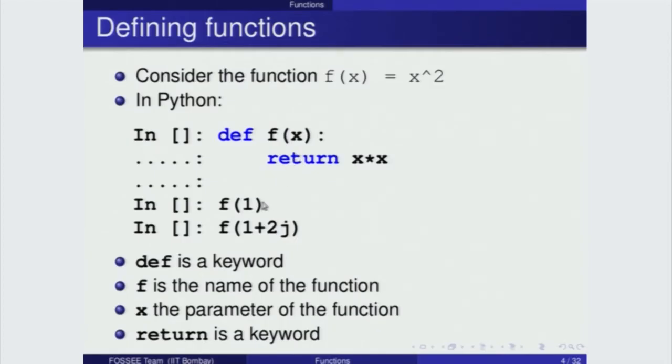To call this function, you simply say f of 1 or f of 1 plus 2j or anything which supports the multiplication operator. So any argument that supports multiplication can be multiplied. So please try this little example. It's just 4 lines of code. Just try it out in an IPython session. Pay attention to the fact that this return statement is indented 4 spaces to the right of this definition.